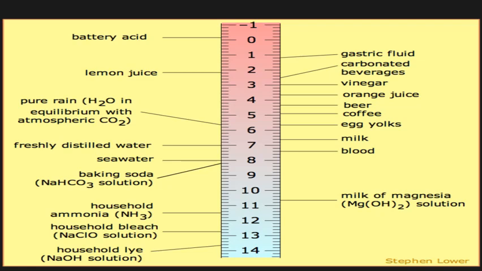Blood pH is equal to 7.6 to 7.8, milk 6.6, and vinegar, which is used in bakeries and all, isn't it? Vinegar is 5 to 10% acetic acid. And beverages, that is carbonated beverages, cool drinks, are also acidic. This is a scale which indicates the pH values of the given solutions.